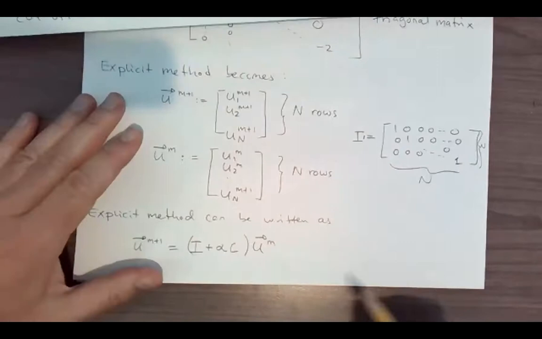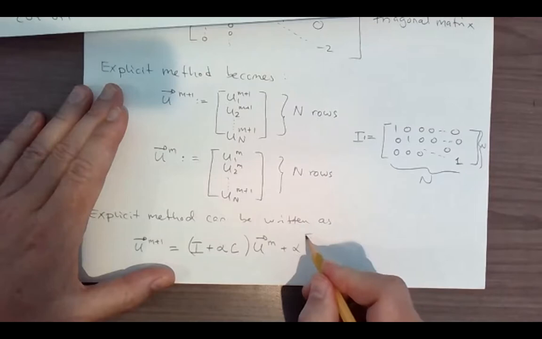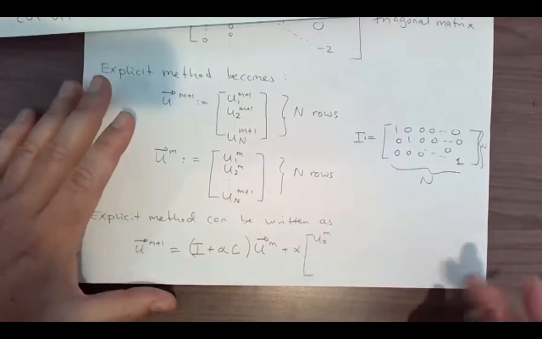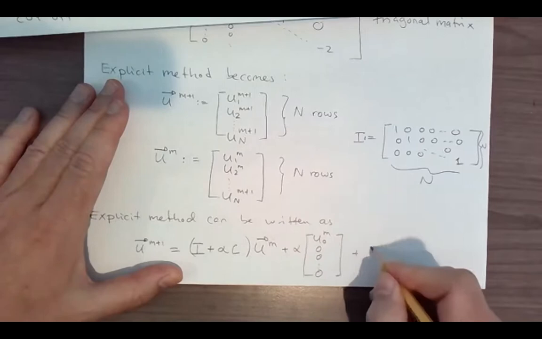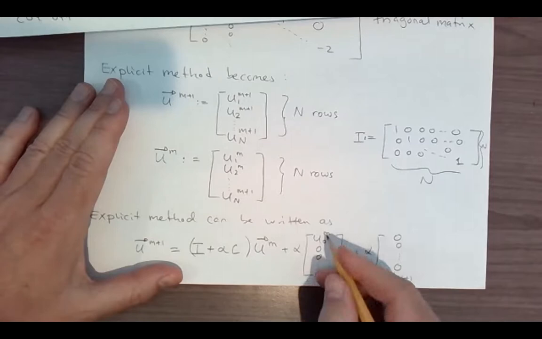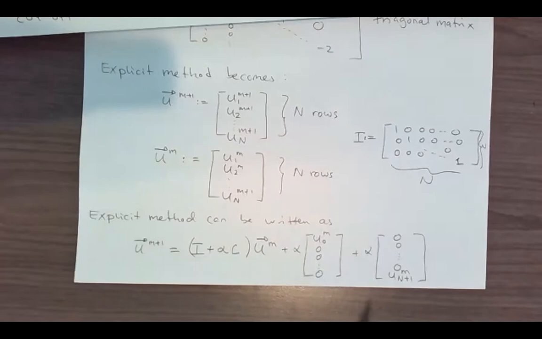This is going to be plus alpha, and then the vector where I'll have u zero at time m, and then I'll just have zeros everywhere else. And the same thing, I have to make a correction at the bottom. So here I'll have zeros, and then at the very end, I'll have my u n plus one at time m. That's my explicit method.